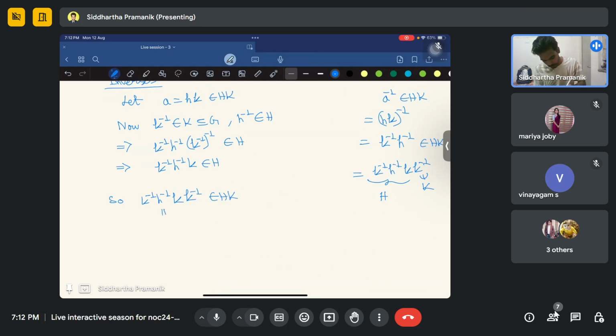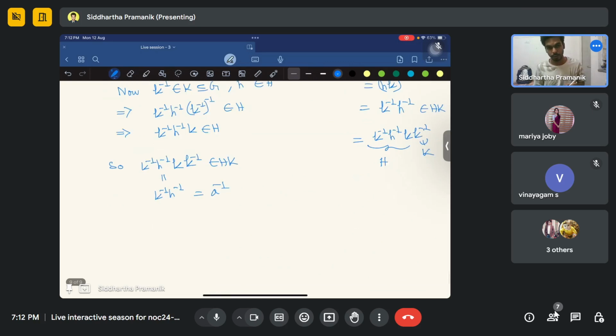But this is equal to K inverse H inverse. This is A inverse. So we are done. Hence HK is a subgroup of G. Okay, I hope the proof is clear.